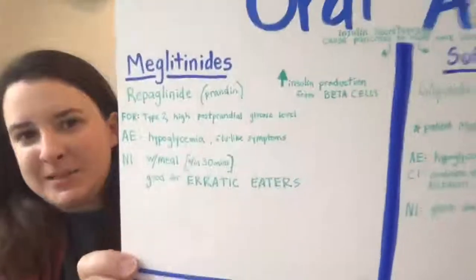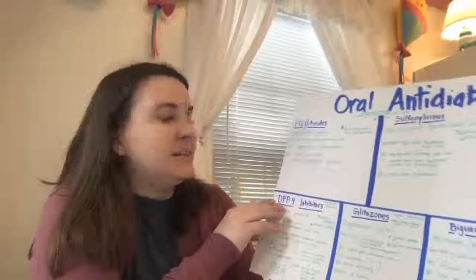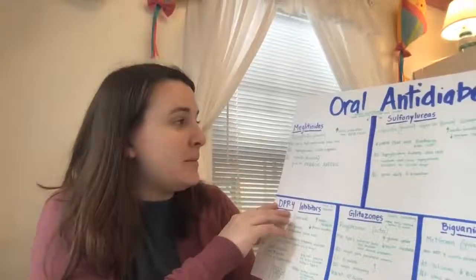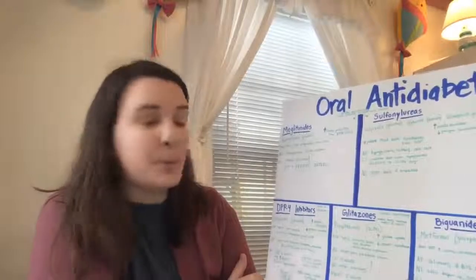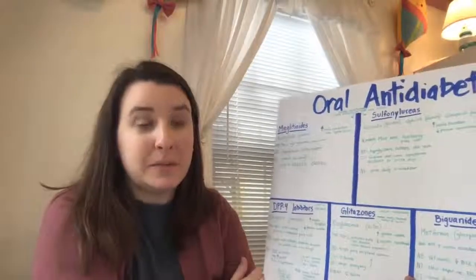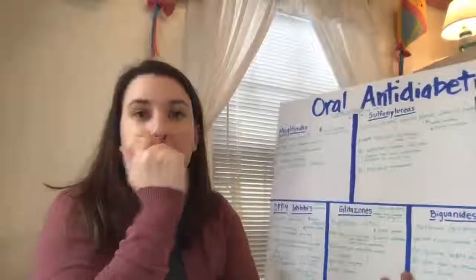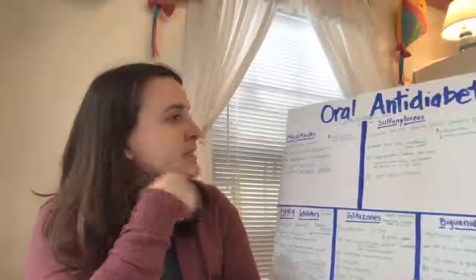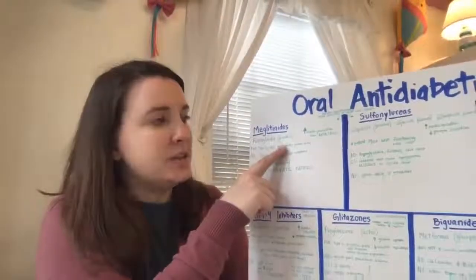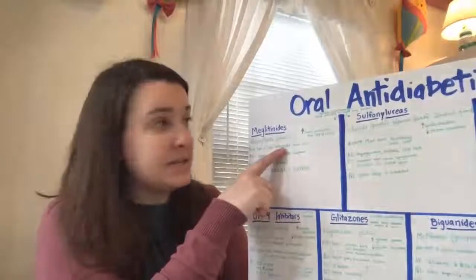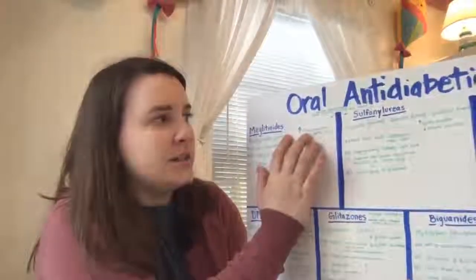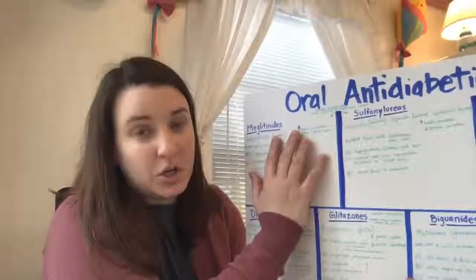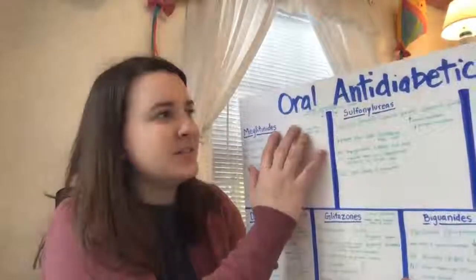Zoom in on that so you can see it. So this drug specifically can be used for type 2 diabetes, and it can also be used for high postprandial glucose level. So postprandial is going to be after you eat a meal. This particular drug is going to increase insulin production from beta cells. So these 2 drugs right here are going to cause the pancreas to make more insulin. It's called an insulin secretagogue.